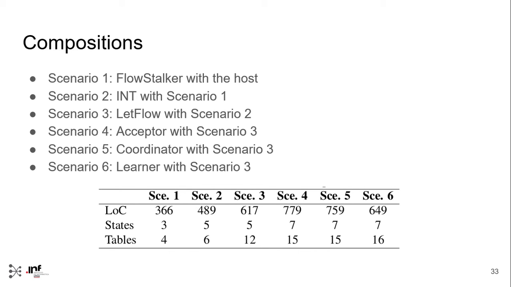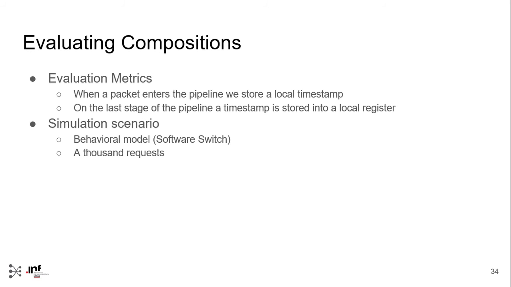Represented in the figure are source code metrics for each composition. In scenario 1, we have 3 parser states and 4 forwarding tables. On the other side, scenario 6 has 7 parser states and 16 forwarding tables. These are metrics from the source code of the applications that we are composing, not from the composition mechanism.